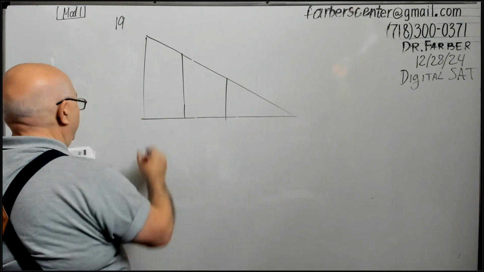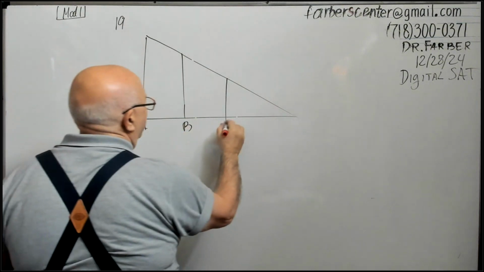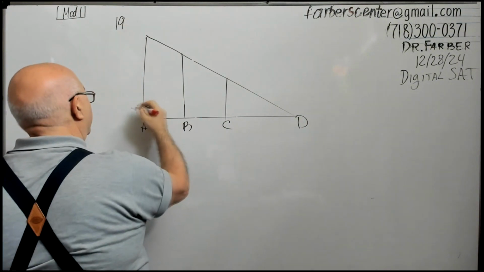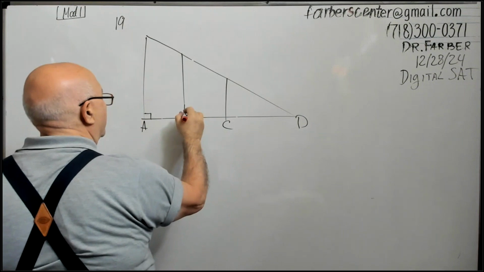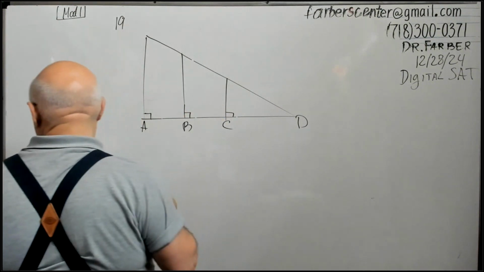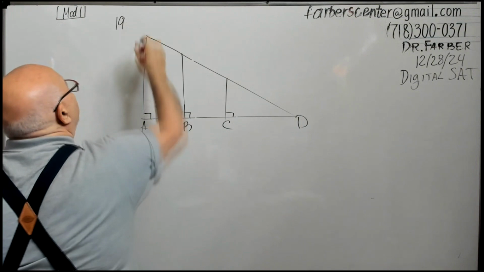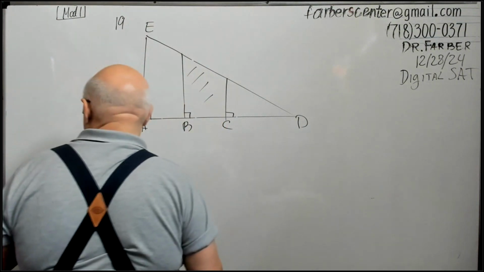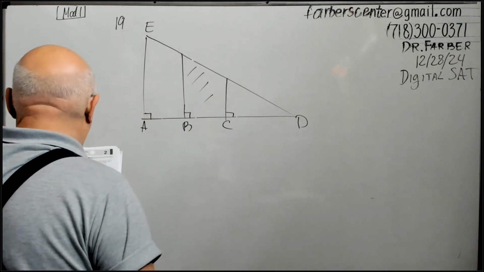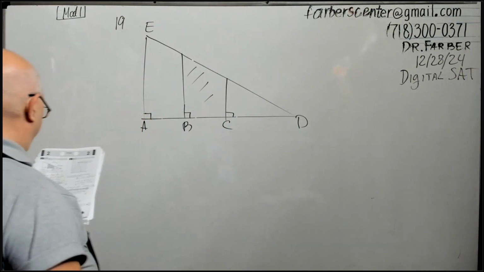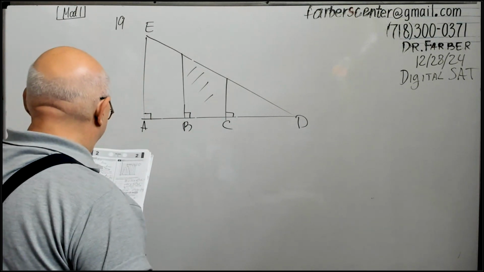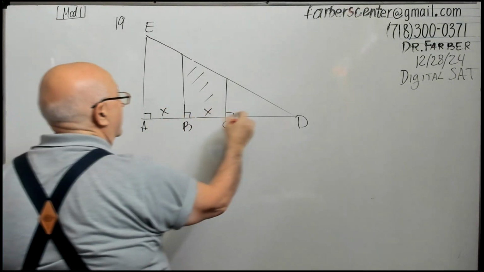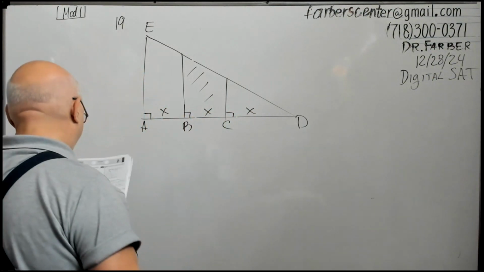A, B, C, D. This is all 90 degrees. This is E, and this is shaded. AB to BC to CD is 1 to 1 to 1. This is x, this is x, this is x, 1 to 1 to 1.